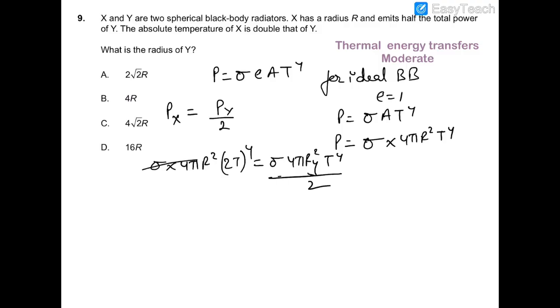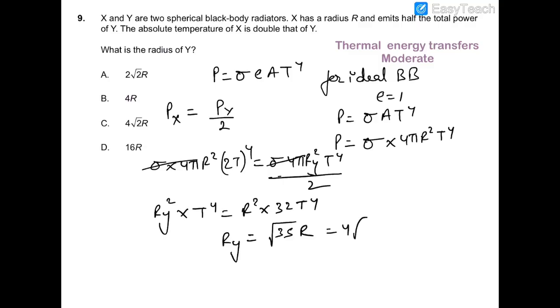So you can cancel out this, and ry square will be equal to r square into 16 into 2, which is 32. 32 r square. Okay, and this is ry also. So ry will be equal to root of 32 r, which is 4 root 2 r. So the correct answer will be option C. Now let us move on to the next question.